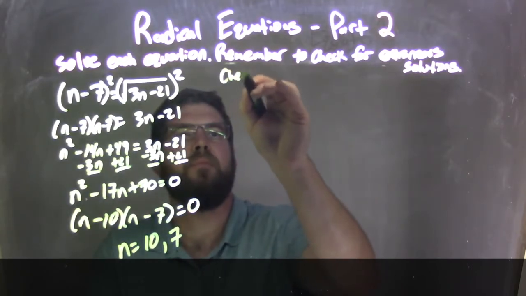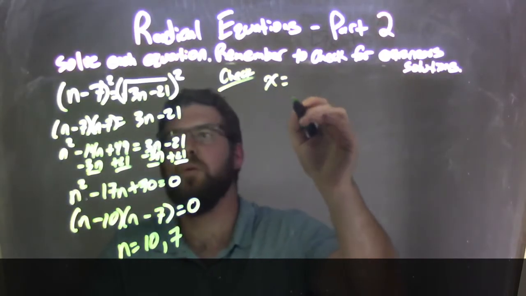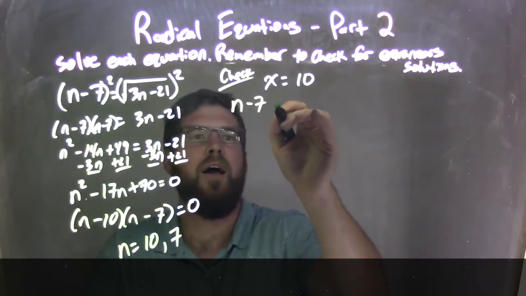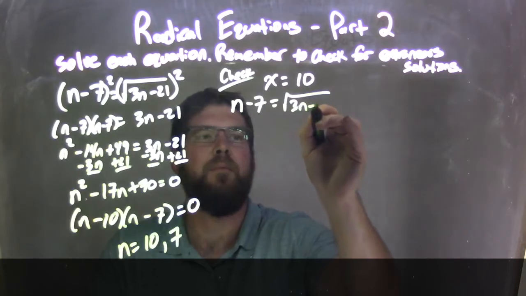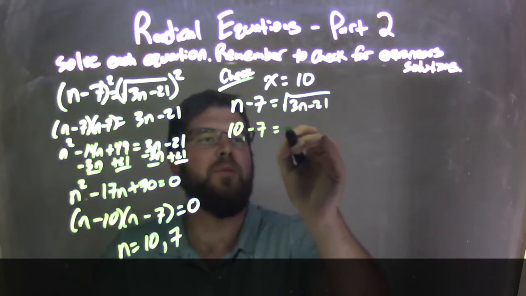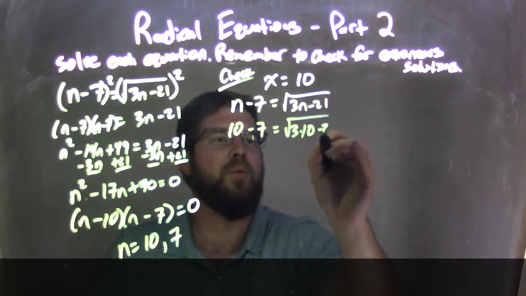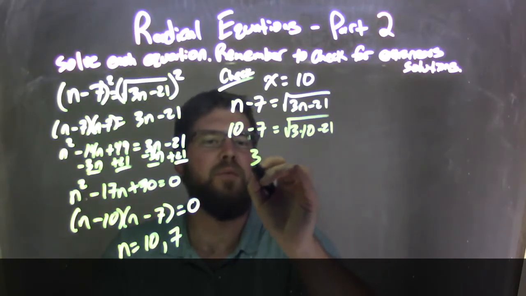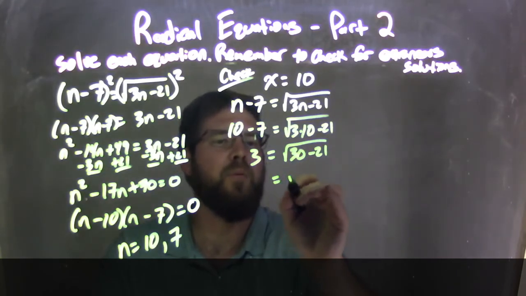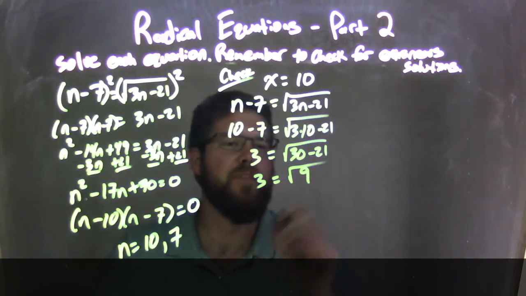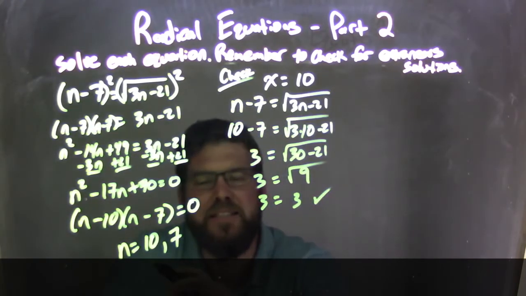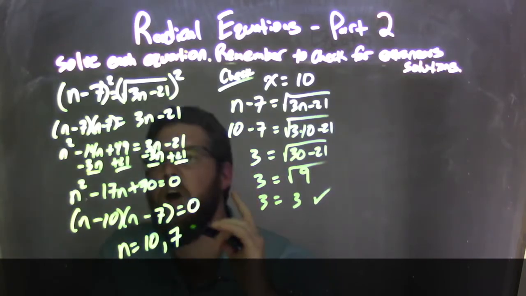Let's check. Let's do the first one, n equals 10. Rewrite my first equation: n minus 7 equals square root of 3n minus 21. Let's plug 10 in for n, so 10 minus 7 equals square root of 3 times 10 minus 21. 10 minus 7 is 3. 3 times 10 is 30, minus 21, which is 9. Bring down the 3. Square root of 9 is just 3. This is great. Left and right hand sides are equal. 10 is a real solution. It's not extraneous. But let's try the other one.